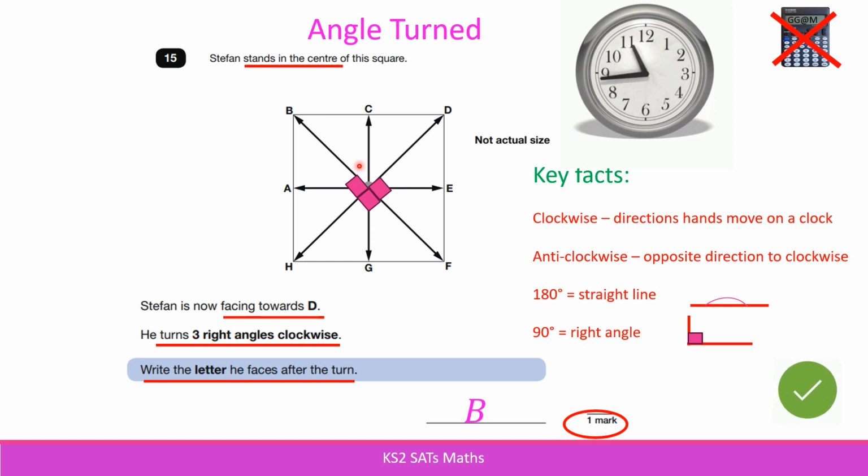Give yourself a big tick if you wrote B. Well done, you've got the answer correct. So make sure you know the key facts, which are the word clockwise and right angle in this question. Make sure you understand what the definitions of those mean to help you answer the question. Great work, well done.